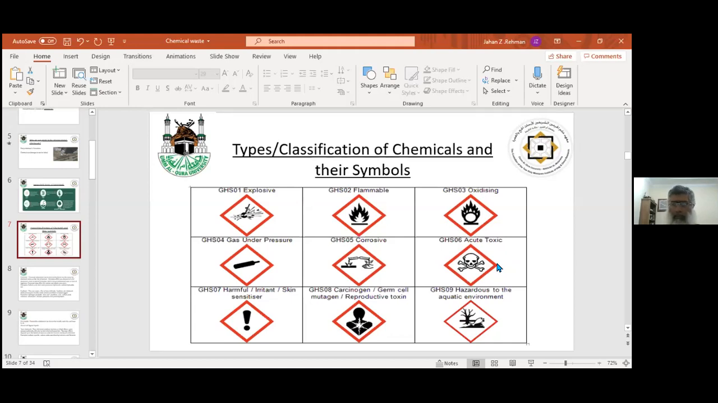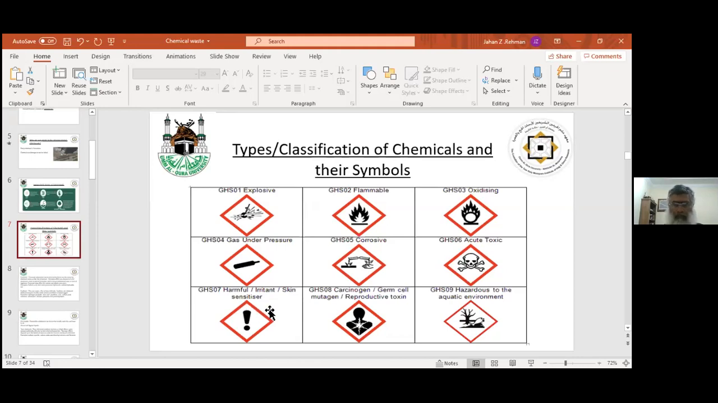Acute toxic is almost all chemicals, if you inhale or swallow them. Usually all chemicals are acutely toxic. They may produce harm or they may produce lethal health effects.